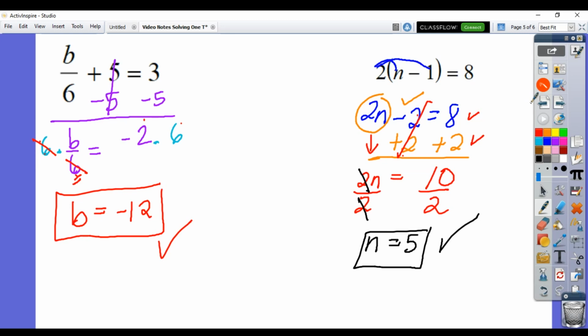I hope you guys learned how to solve linear equations with 1 and 2 steps. Okay. Kaboom.